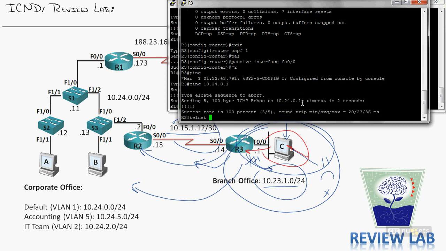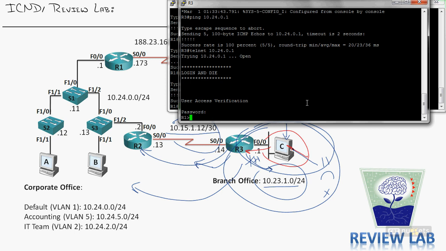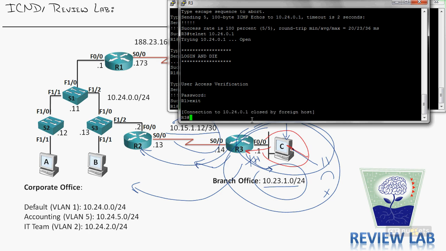Good. And just to make sure we can get there, 10.24.0.1, let's telnet over there. Good. Login and die, not conformed to the other logon banner. And this is our nugget love. Good. So I can actually telnet from router 3 to router 1. Let's exit out of there, and I'm back on router 3.